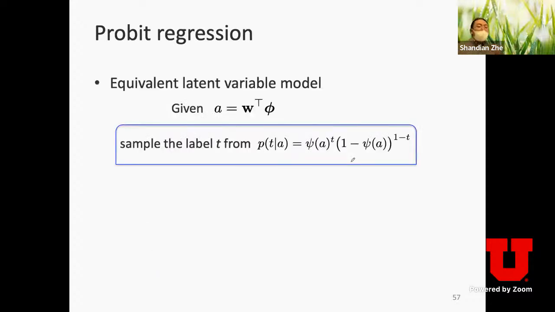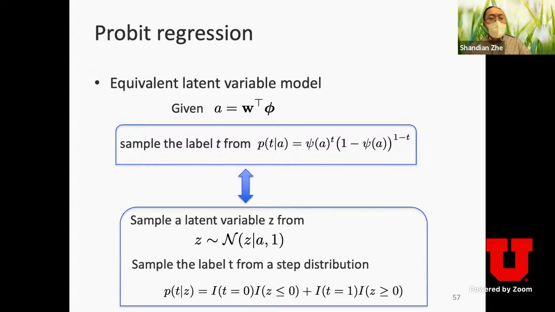But why do we use probit regression? The probit regression has a very nice or convenient advantage in performing Bayesian modeling. Why? Because it's equivalent to a fully probabilistic sampling. That is, we can introduce a latent variable z. You sample z from some Gaussian distribution with the mean of your prediction score. Prediction score is W transpose phi, right? And with the variance to be 1.